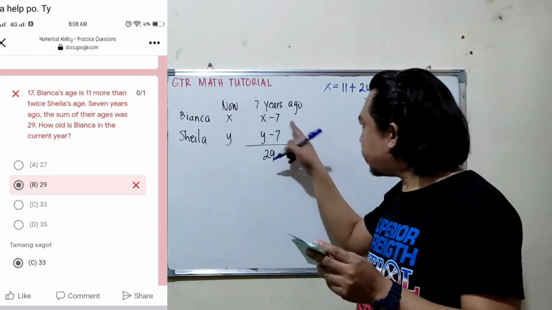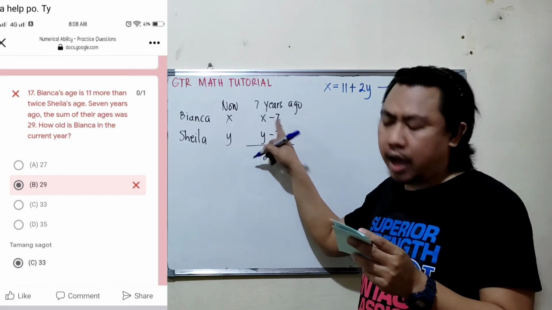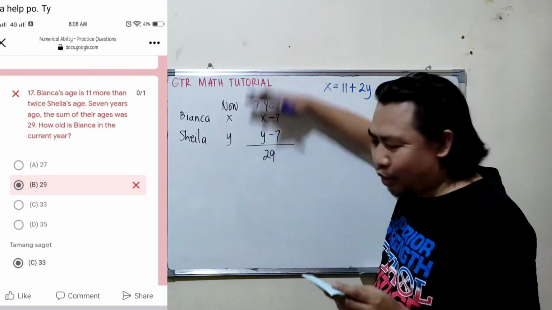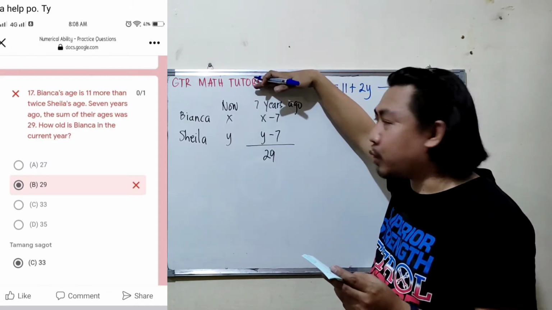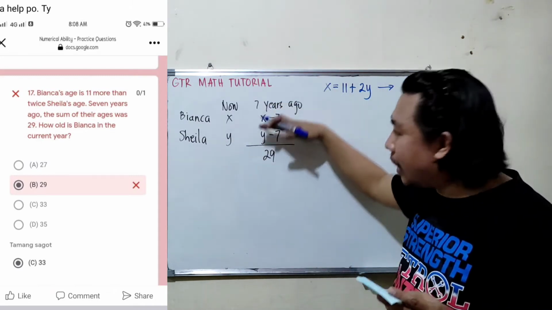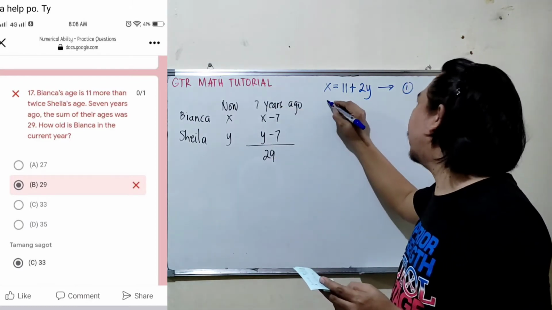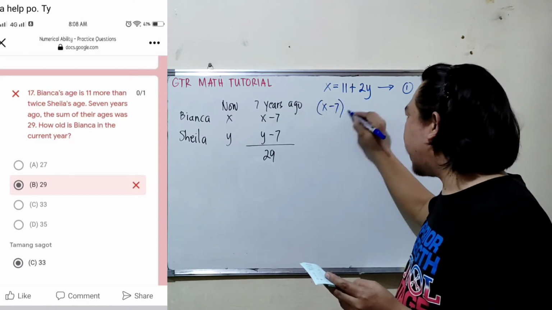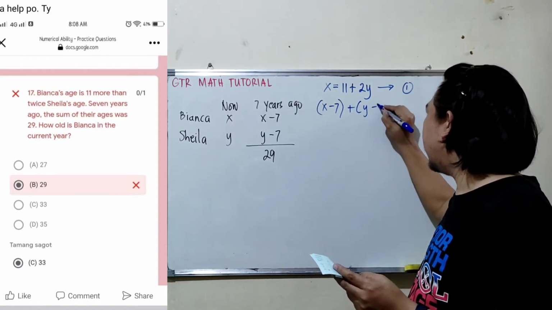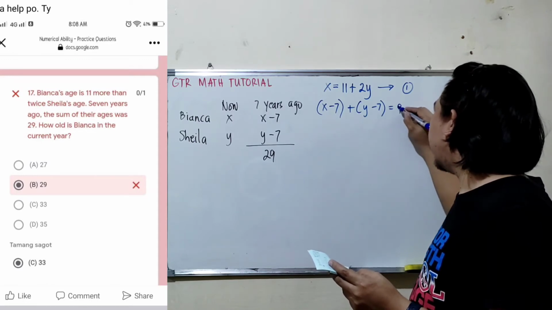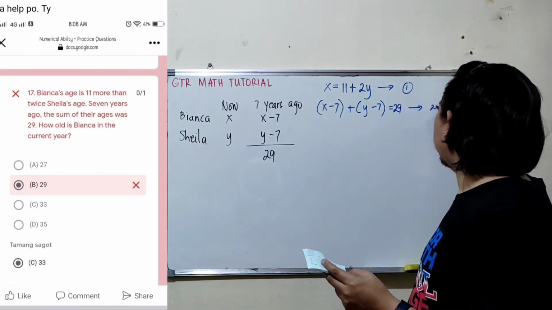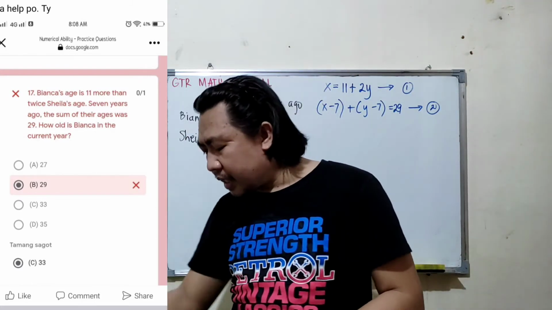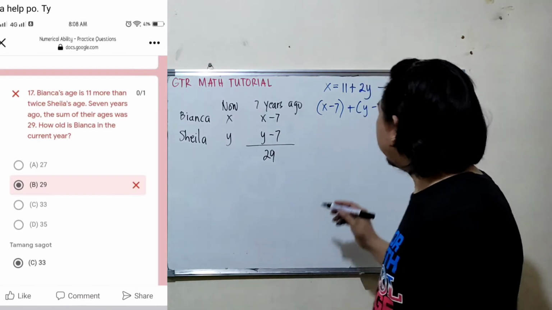Equation number 2. X minus 7. X minus 7 agad ako. 7 years ago. So, ito yung 7 years ago. Itong column na to. The sum of their ages was 29. So, i-add lang natin itong dalawang expression na to equals sa 29. So, therefore, equation number 2 is X minus 7, Y minus 7. Pwede natin lagyan ng parenthesis para lang malinaw, pero okay lang din naman na wala. Equals 29. That is equation number 2. So, yan ay isi-solve natin, na pwede natin i-solve by substitution. Okay, so pakita natin na wala yung tamang sagot dito eh.